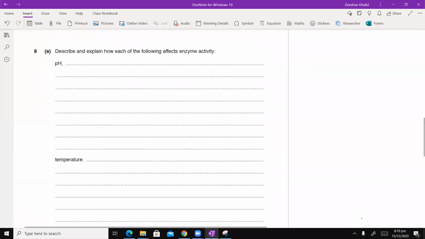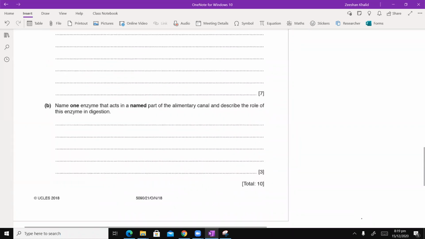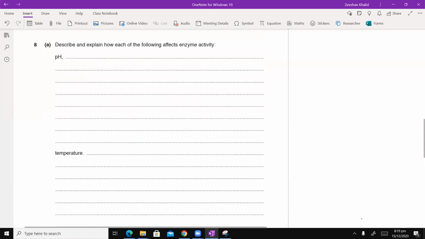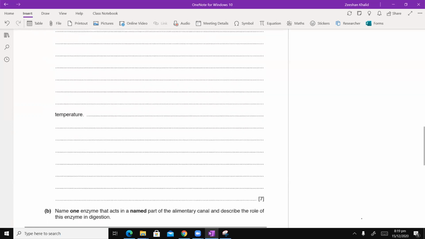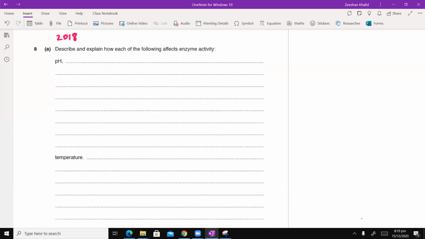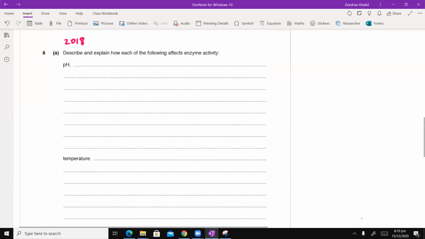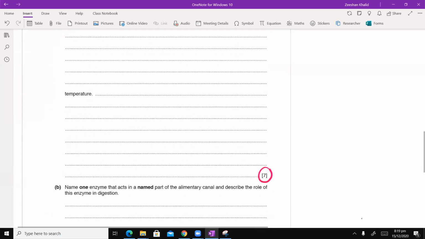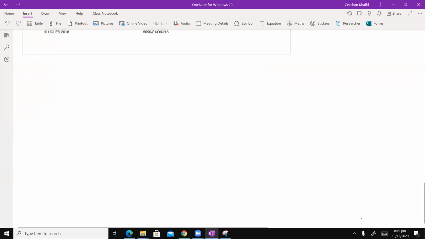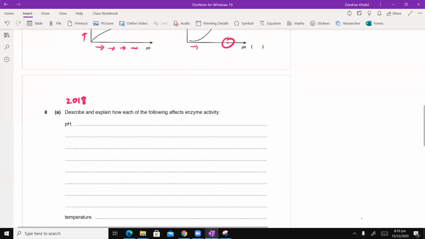Okay, so this is again from one of the recent papers. This is October November 2018. So this is a recent paper. Describe and explain how each of the following affects enzyme activity: pH and temperature, 7 marks. Okay, so what do you think, what should we write, what should we not write, what should we do, what should we not do? I mean, let's look at the mark scheme. I haven't attached its mark scheme with it.